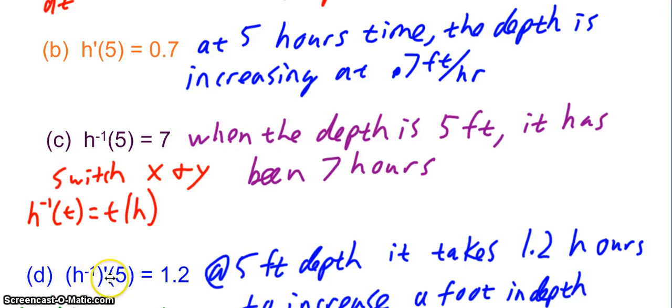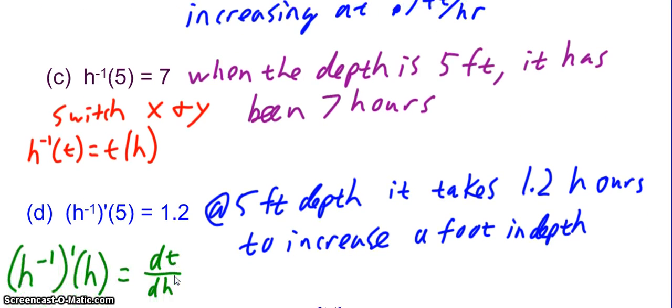What about h inverse prime of 5 equals 1.2? Alright, so now again, the input is height, and now the output is rate of change of time. So this is where it gets a little weird. So, at 5 feet depth, it takes 1.2 hours to increase a foot in depth. Because now, the derivative, so h inverse prime of h, because remember this is a function of h, is dt dh. So now it's the rate of change of time per height. Right? Got to think about that.